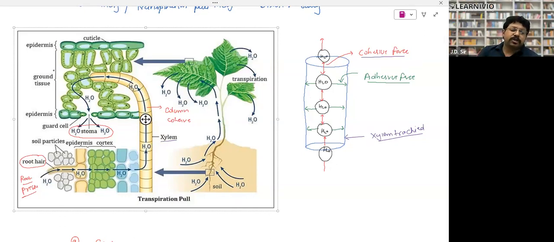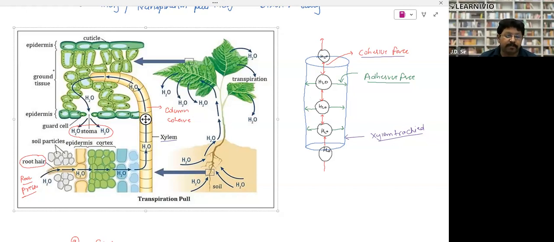When transpiration takes place, a force is produced at this part, in the stomata. This is called transpiration pull, right? This transpiration pull works like my mouth, as a pulling force. Due to this transpiration pull, the water column is pulled, and this force is transferred downward.